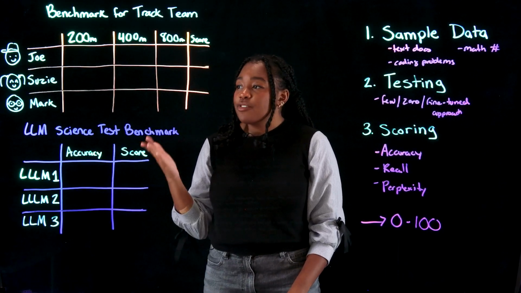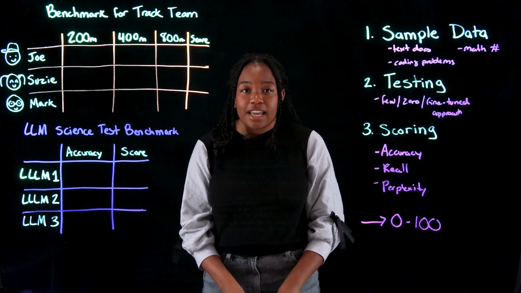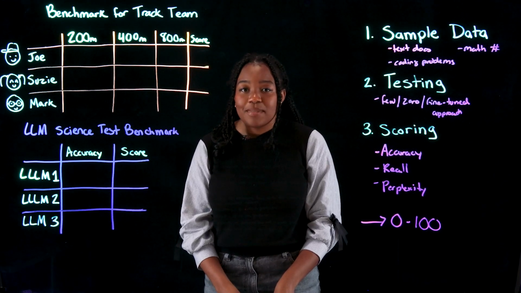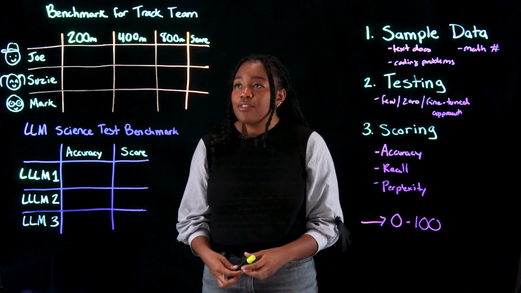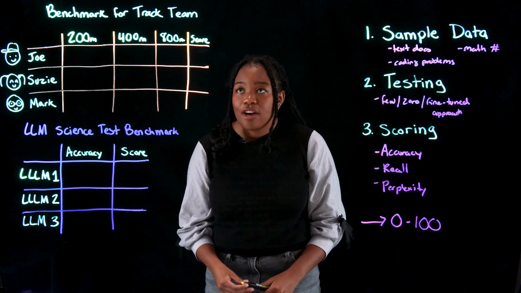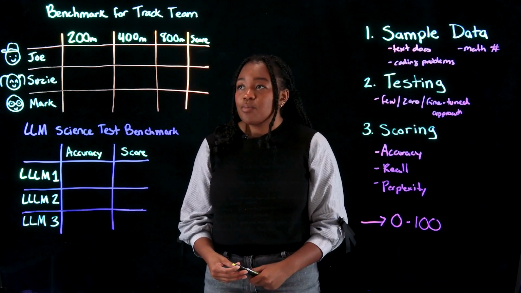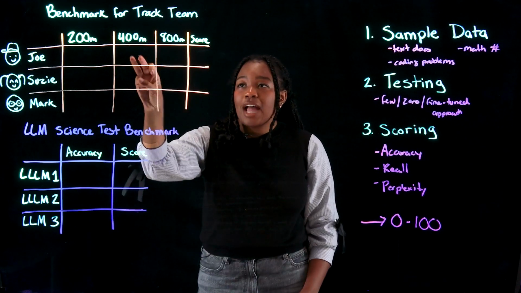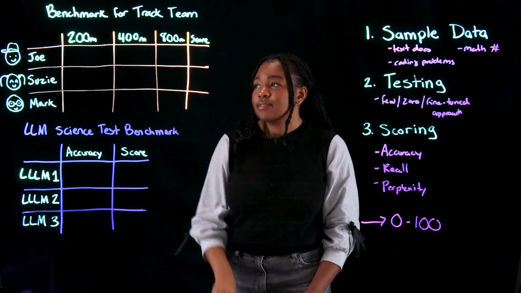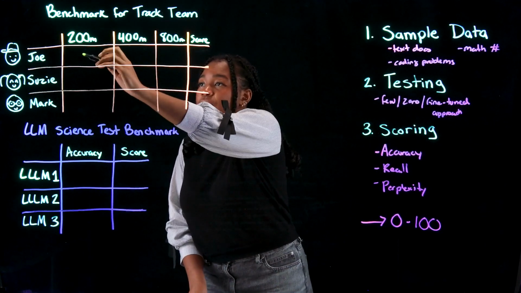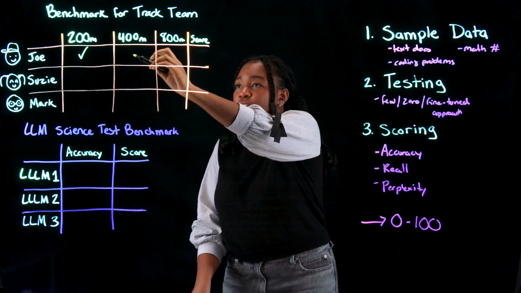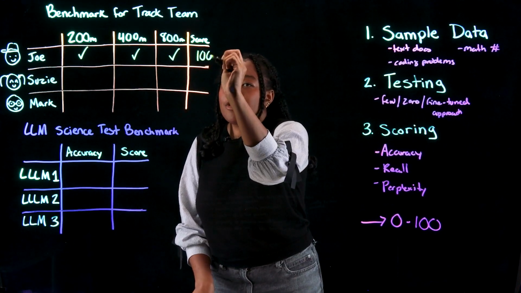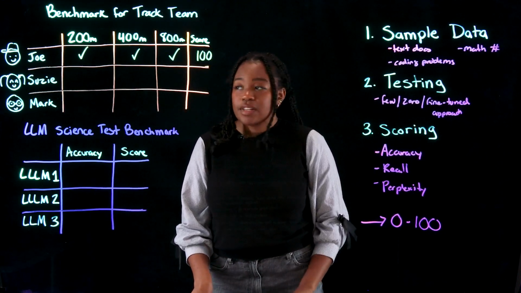Let's say that Joe, Susie, and Mark are 3 candidates who all want to join the track team. In order to join the track team, they must complete a 200-meter race, a 400-meter race, and an 800-meter race, and complete the race within a certain amount of time. These 3 scores will be aggregated to get their final score. Let's say that Joe is able to complete the 200-meter race, the 400-meter race, and the 800-meter, and he gets a score of 100 because he completed all 3 races.